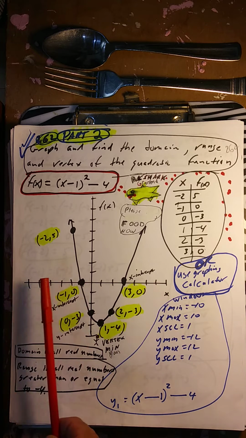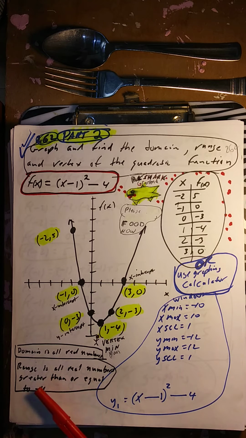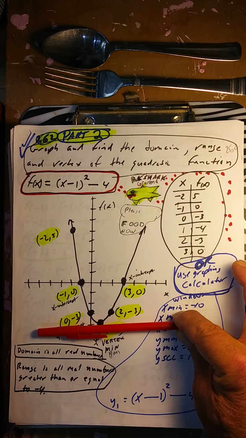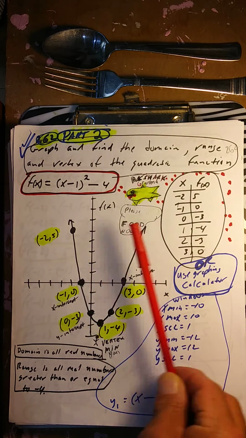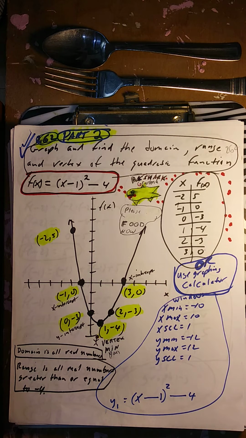Alright, domain, all real numbers this way. And the range is all real numbers greater than or equal to negative 4. See right here, negative 4. From there, what does it do? It goes up. So domain, any number you want. Range from there, up. Okay?